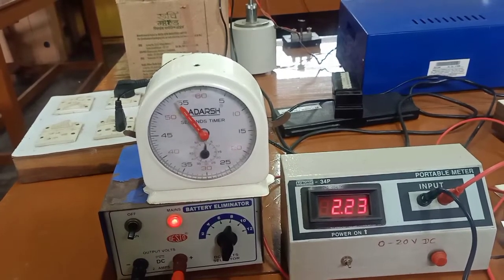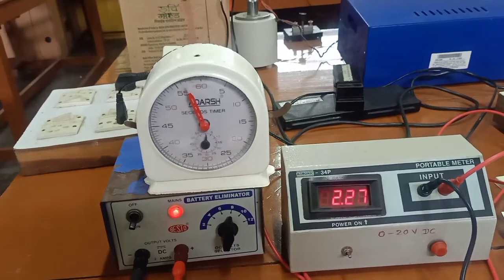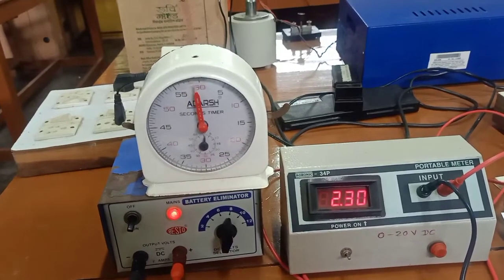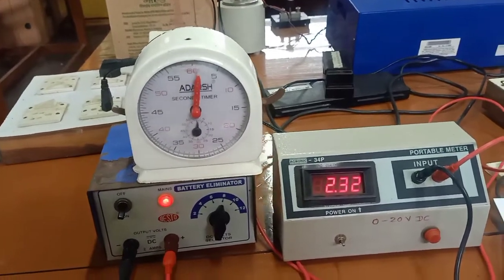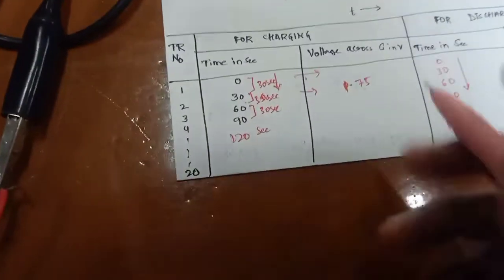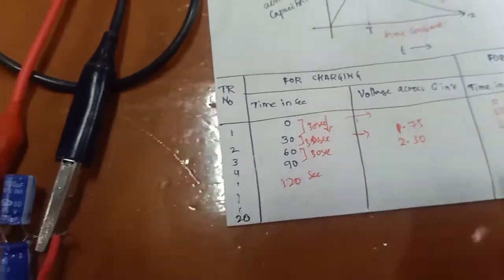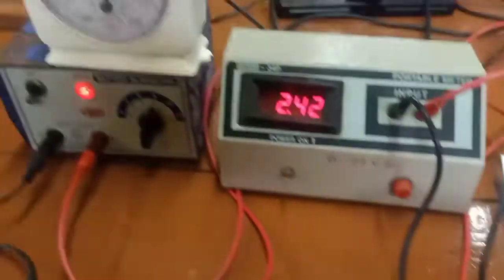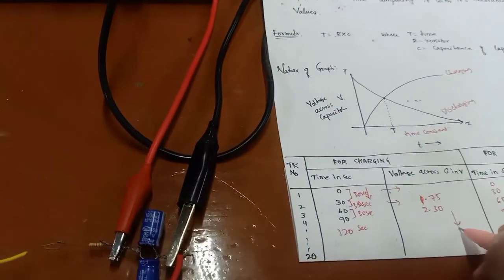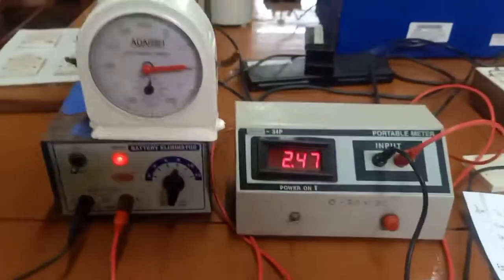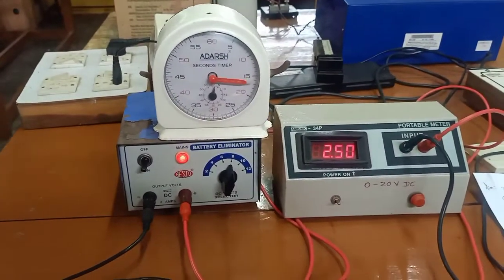For now I am taking for the 1 minute, that is 60 seconds, that is 2.31. For 30 seconds 2.31, next 30 seconds, that is 60 seconds, then for the 90 seconds. So continuously I have to take it for the charging purpose, and now I will explain to you about the discharging purpose.